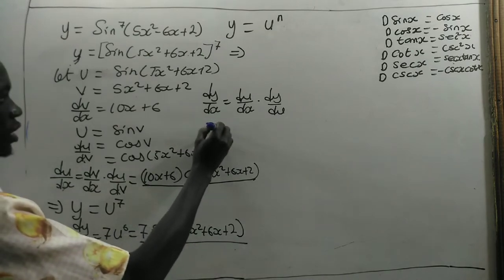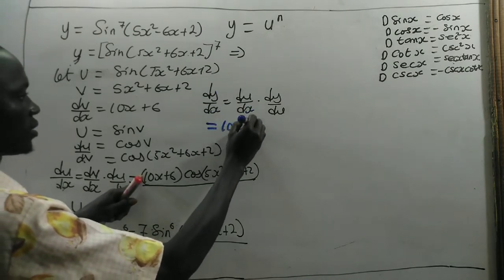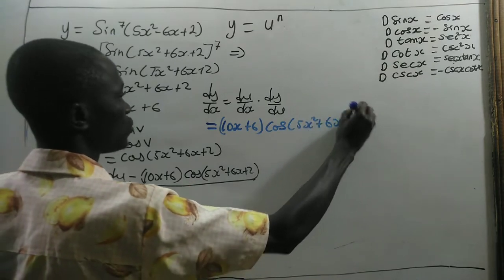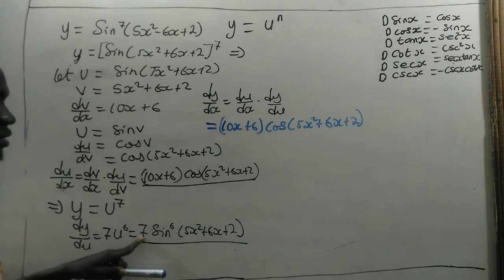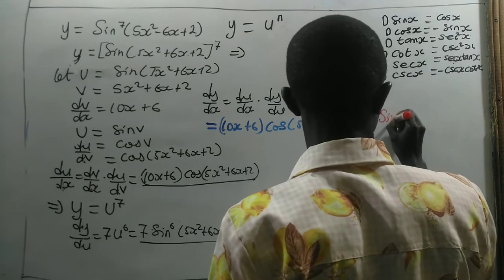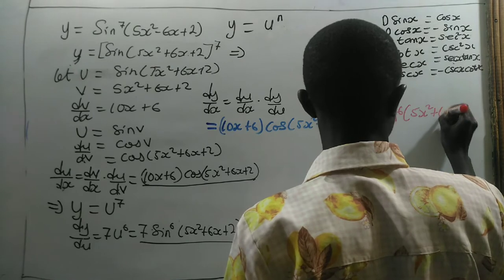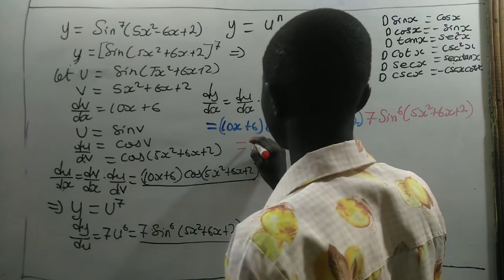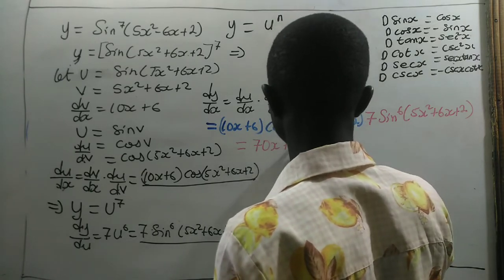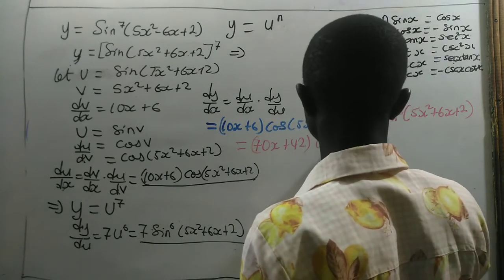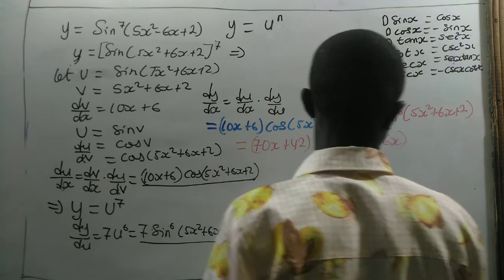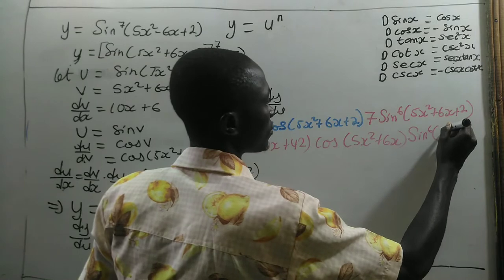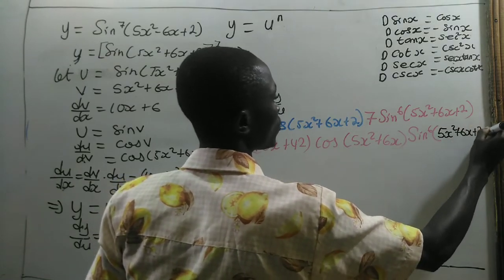So if we combine, we are going to have du dx to be 10x plus 6, then cosine of 5x squared plus 6x plus 2, and that dy du is 7 sine to the power 6 of (5x squared plus 6x plus 2). So we send the 7 out here, and we are going to get 7 times 10x will give us 70x, 7 times 6 will give us 42. Then we are going to have cosine of 5x squared plus 6x plus 2 times sine to the power 6 into brackets 5x squared plus 6x plus 2.